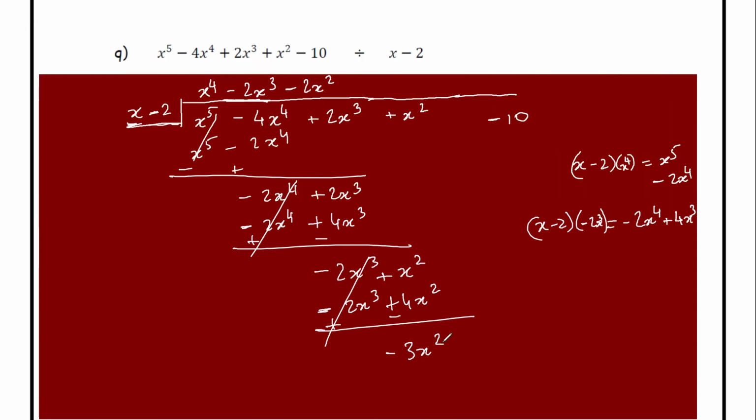Okay, so now you want negative 3x squared, so it'll become negative 3x. So x into negative 3x is negative 3x squared. And then minus 2 into minus 3x is plus 6x, right? So change the sign, and this cancels, and you got negative 6x. Bring down the negative 10.